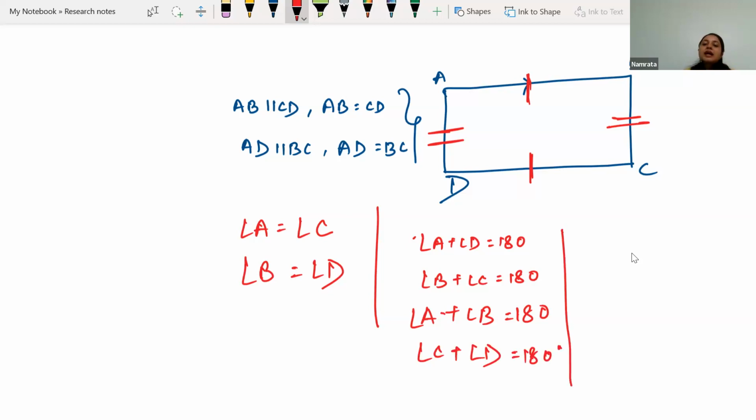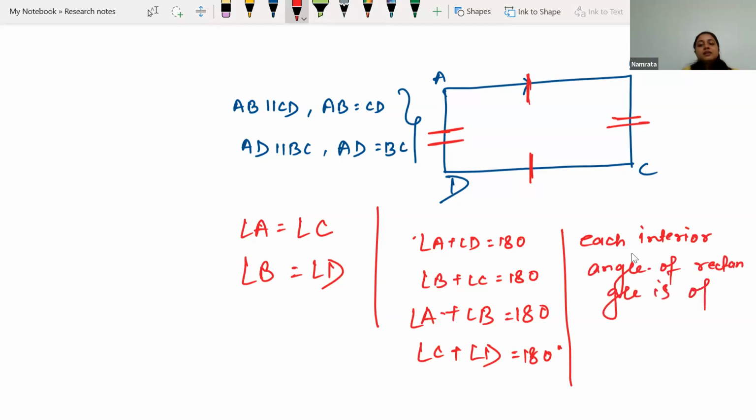Now the property of a rectangle is each interior angle of the rectangle is of 90 degrees. This was not the property for the parallelogram. This is the specific property of the rectangle, that here the rectangle has some extra qualities, and that extra quality is each interior angle of the rectangle will be of 90 degrees.